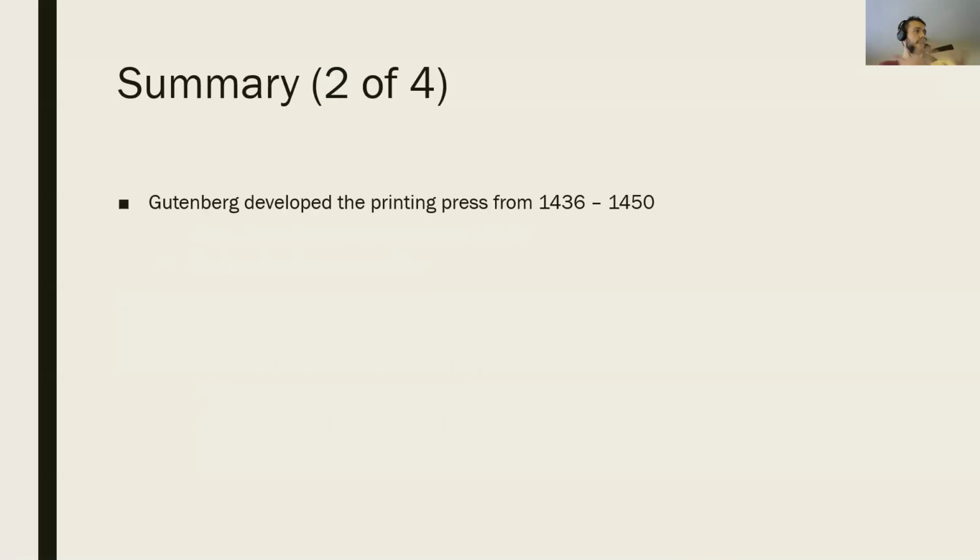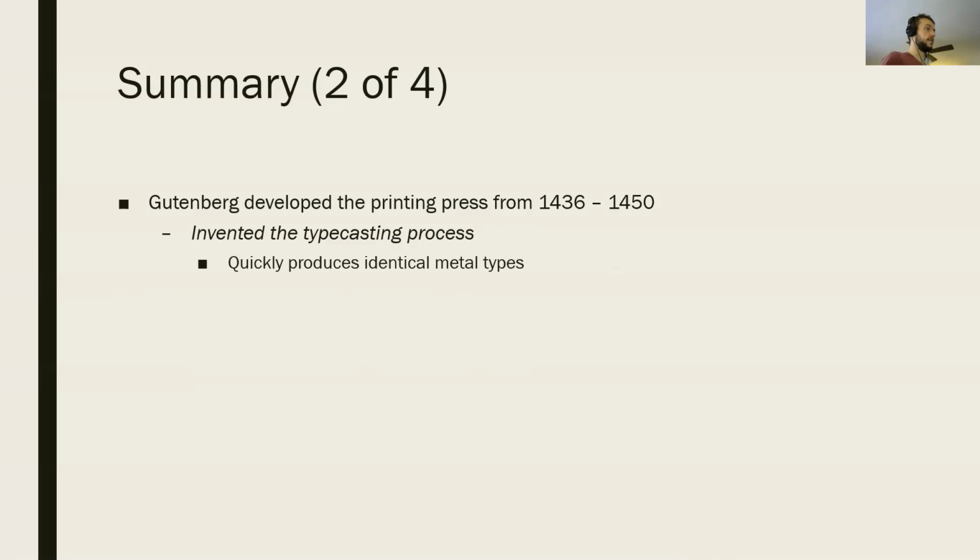Gutenberg developed his printing press from the years 1436 to 1450. And as I said, this was a fairly secretive process, possibly to keep his trade secrets to himself, realizing how lucrative this business might be. Although Gutenberg didn't invent the technology of printing, and he wasn't the first to use movable type, he was innovative in the way that he developed his typecasting process. As we talked about, this is the process of quickly reproducing identical metal types, that is the stamps for each letter in an alphabet.